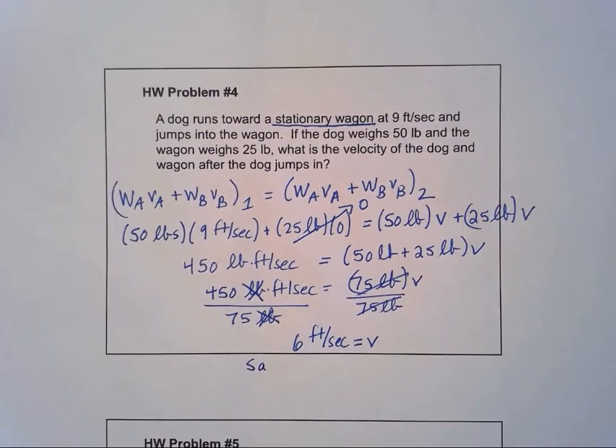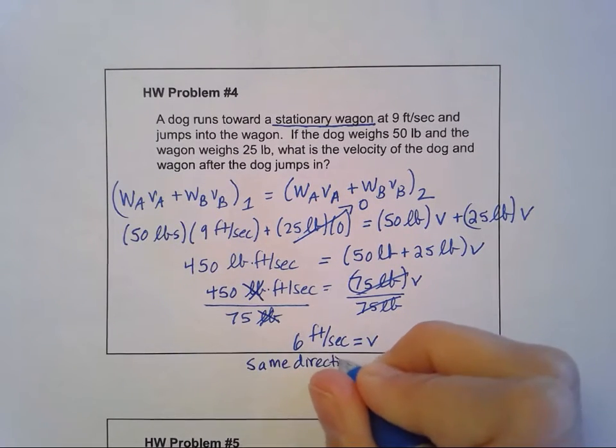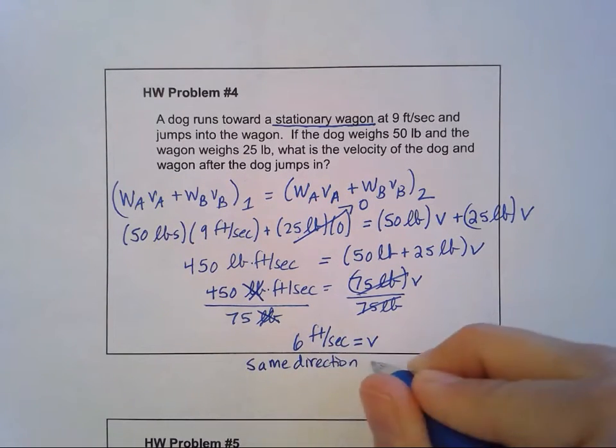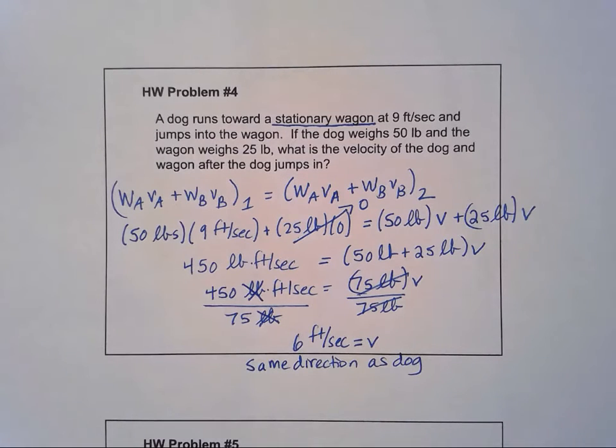Oops, I'm running out of space there. There we go. He's the only one who really had any direction to his velocity on this problem. So we can write that down. Or if, like I said, if you have your coordinate system shown, you know that that's positive.